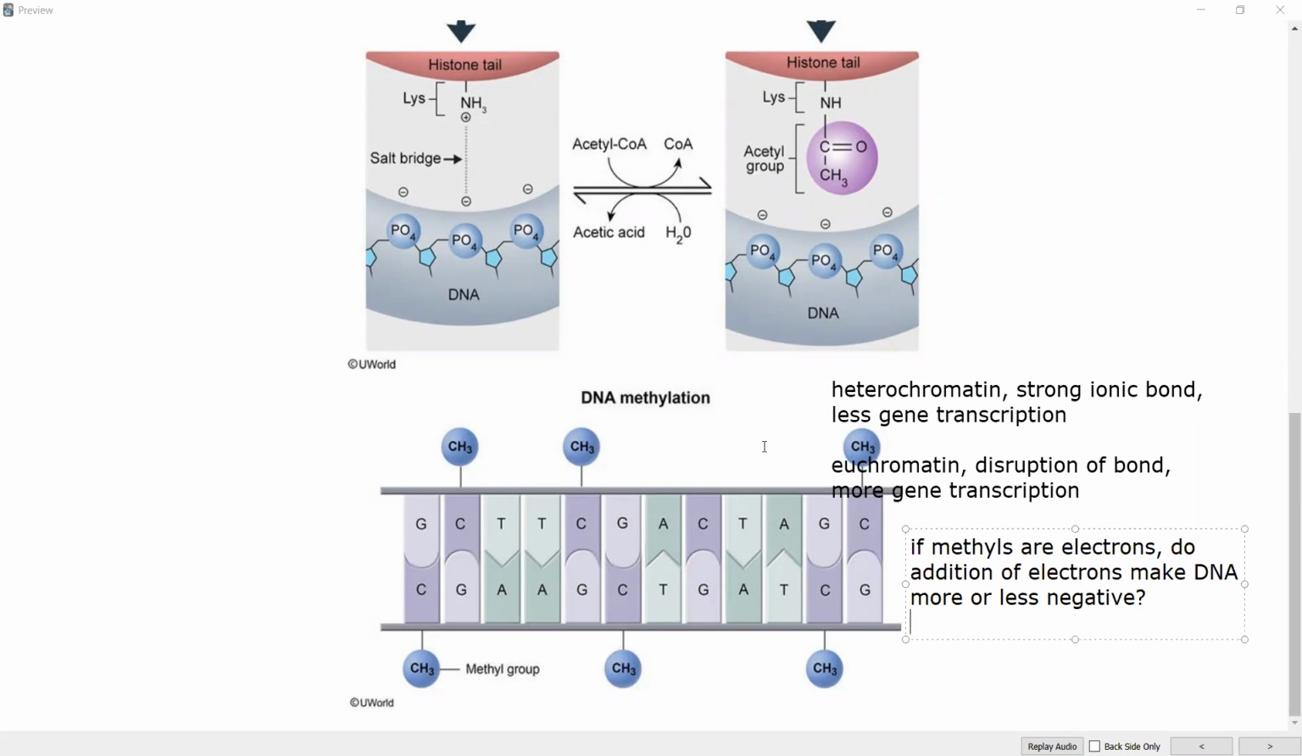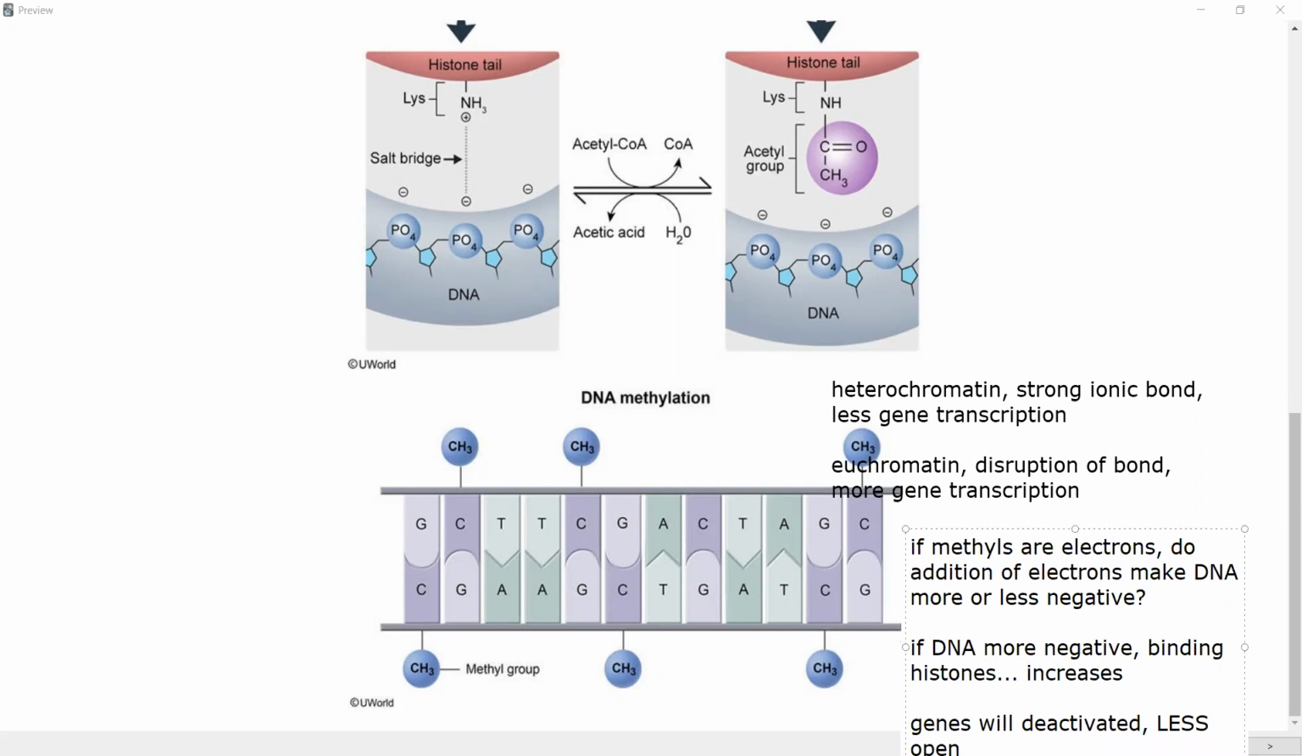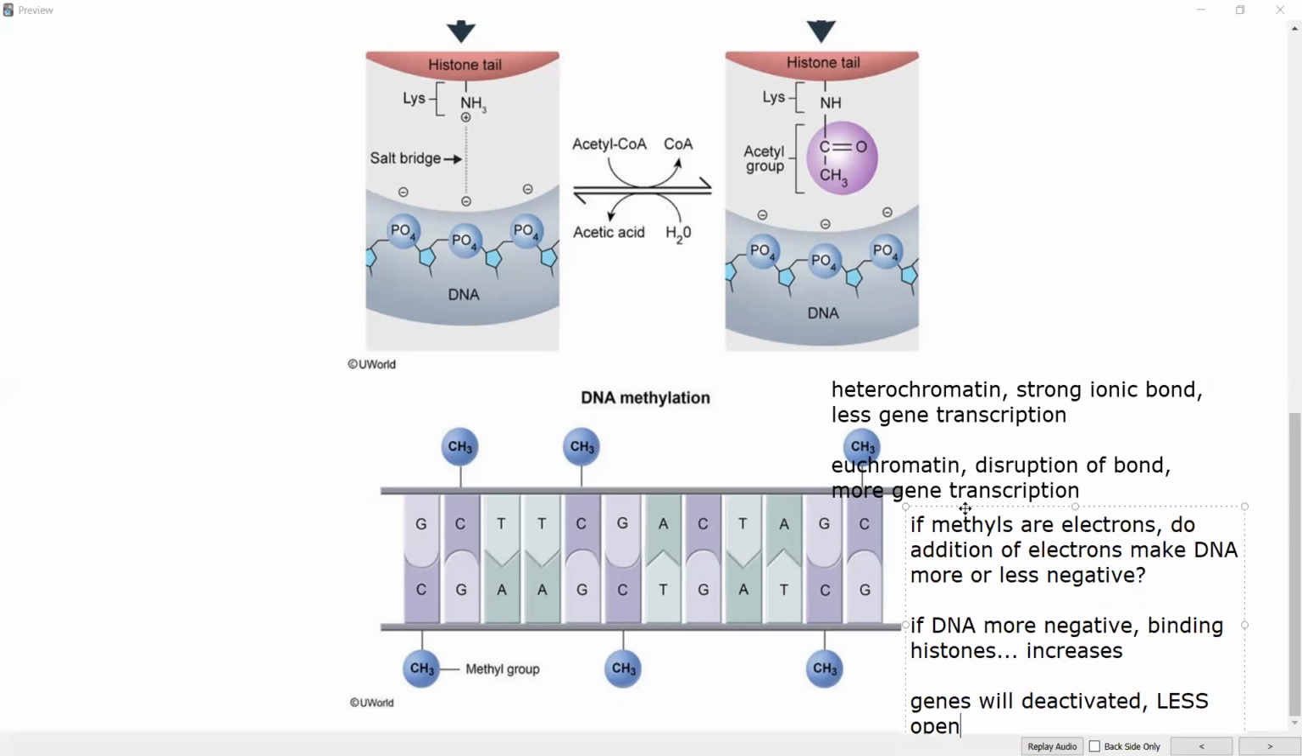More negative. Good. If our DNA is more negative, is it binding to the histones more or less? More, increases. Good. If the binding increases, then the genes will be activated or deactivated? Deactivated. Why? Because it's less open. The more it's bound to the histones, the less open it is.